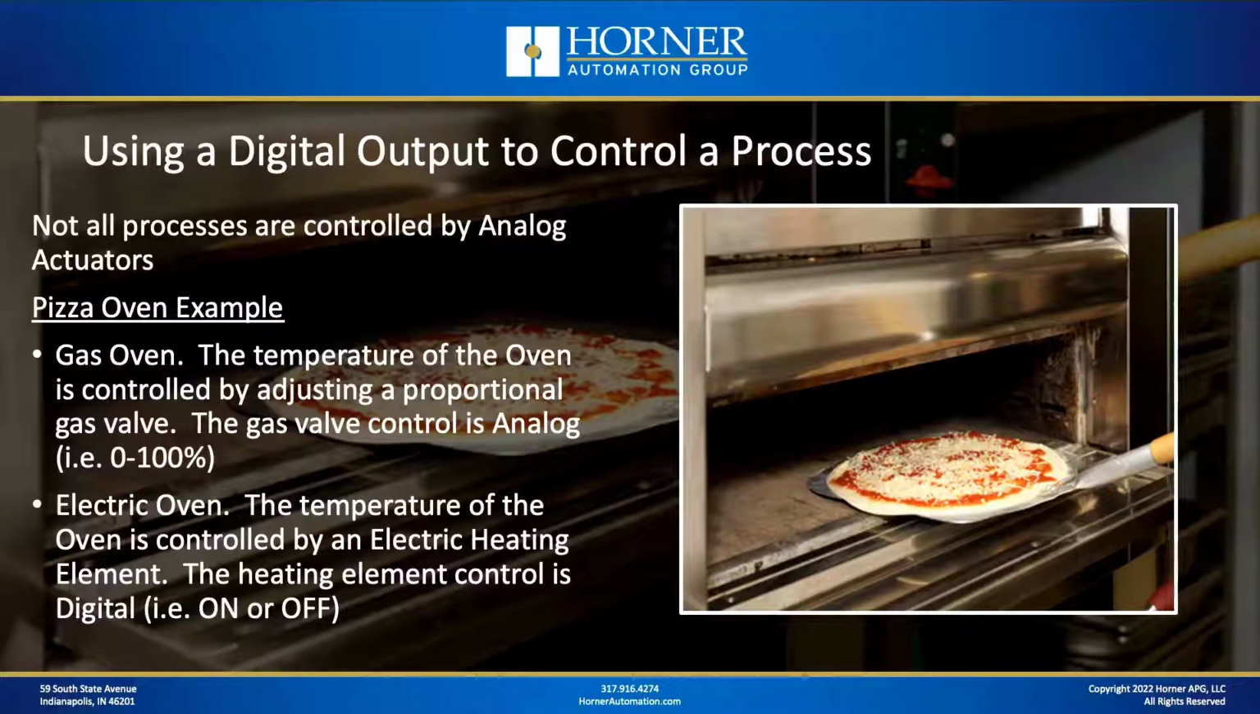But let's take a look at the example where we have an electric pizza oven, specifically an electric pizza oven where we're using on-off control to regulate the heat. In that scenario, in order to add heat to the system, we're basically going to be turning an electric heating element on and off. And so the control of that heating element is a digital signal.